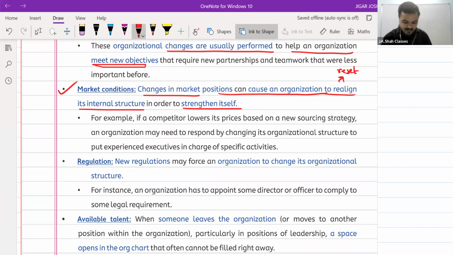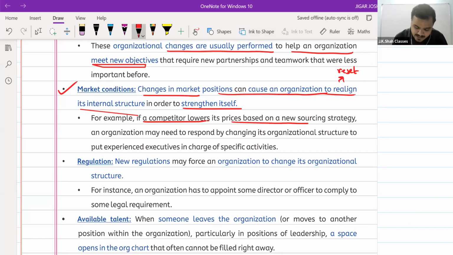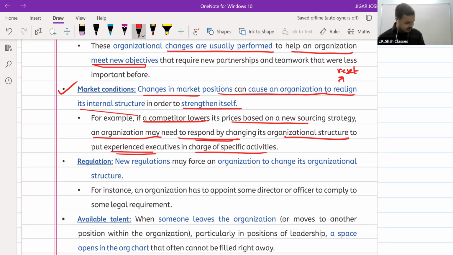See the example, my dear chartered. For example, if the competitor lowers the price, based on the new sourcing strategies, an organization may need to respond by changing the organizational structure to put an experienced executive in charge of the specific activity. Should I give you one more example? Yes, sir. In India, Patanjali, Baba Ramdev has captured the market like anything.